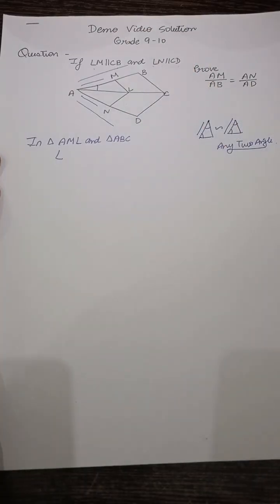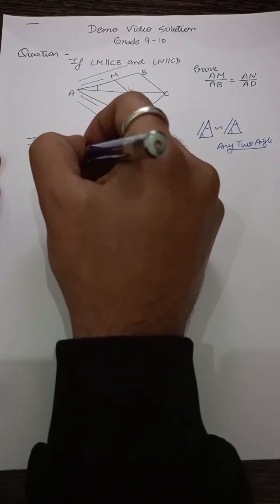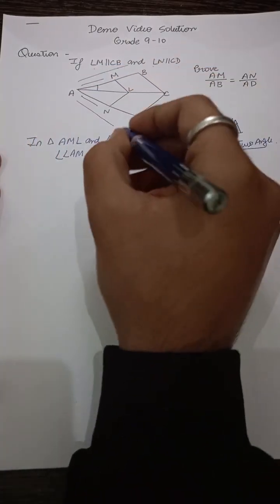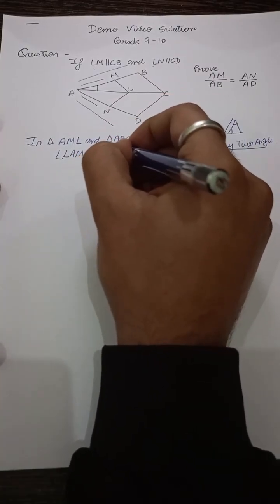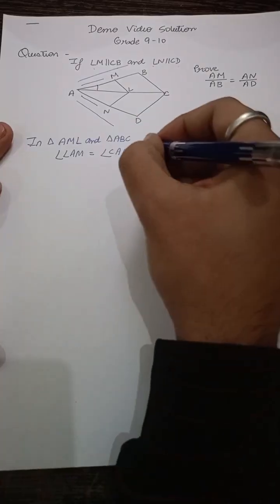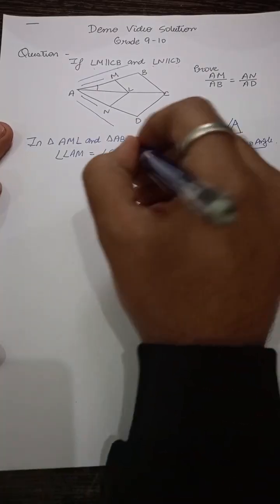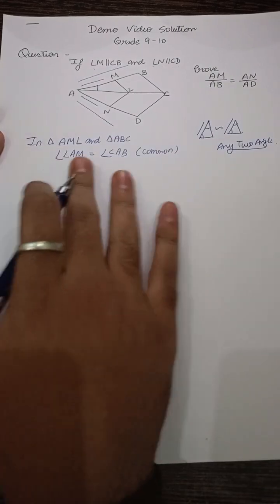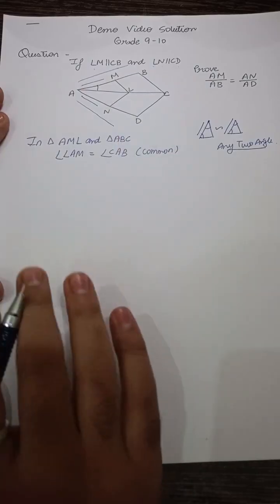This angle A is common in both the triangles, and I'm going to write the names: angle LAM is equal to angle CAB, or I can say BAC. They're both the same, so I'm writing CAB. So these two angles are equal, and the reason for that is common angle. This angle is common in both the triangles. Now I've proved that one angle is equal. Now I need to prove the second one.